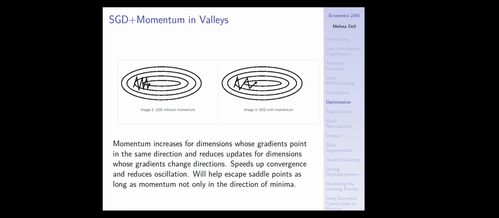Whereas if your gradients are in opposite directions, which is what happens when you're overshooting and bouncing back and forth, they're going to cancel and momentum is going to slow you down. Overall, this is going to speed up convergence because you spend less time oscillating and you're moving more in the direction with the slow change that you need to move to get to the local min. This will also help you escape saddle points as long as the momentum is not solely in the dimension of the minima. So this helps with both of those problems. You'll see it used a lot in practice.